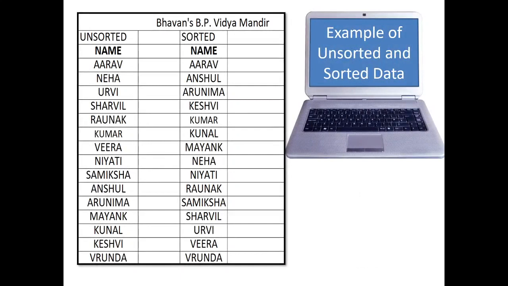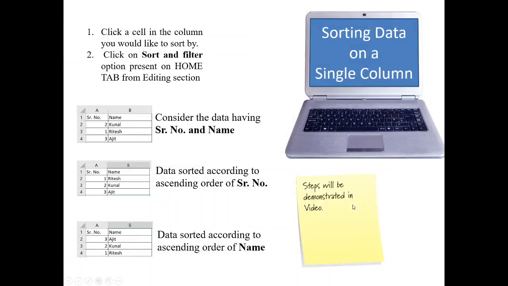Students, you are observing an unsorted and a sorted list. You can very well make out that the names are sorted in ascending order. If you want to sort data on a single column, these are the steps which will be demonstrated in the video.